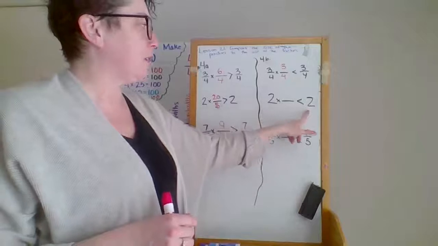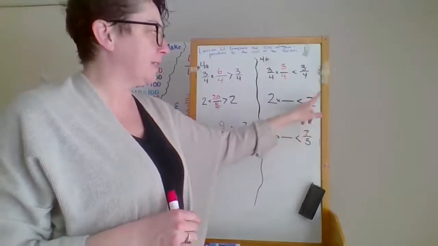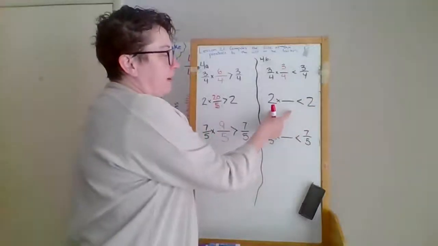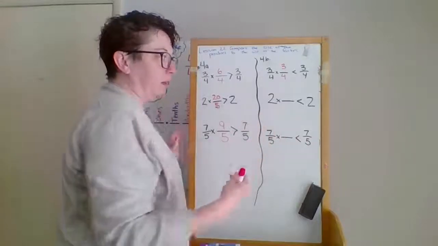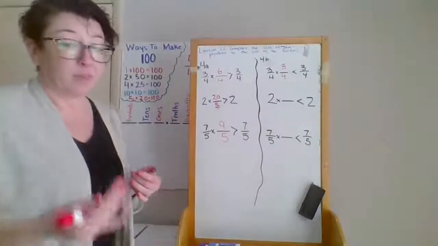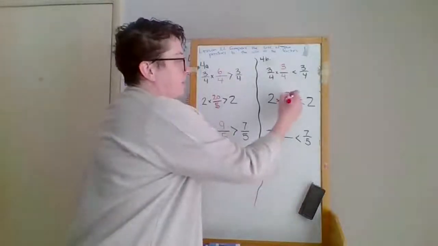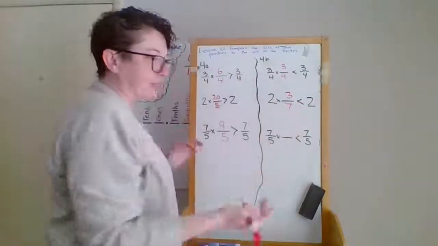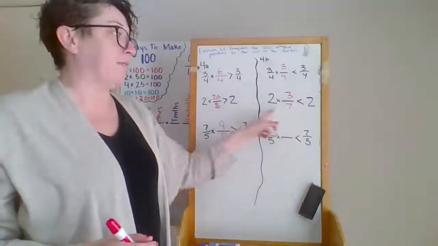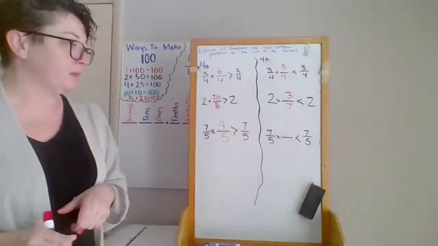Let's look at the next one. I have a 2 over here by itself. This has to be the bigger side. So how can I make this 2 smaller? Same thing, multiply it by something less than 1. So I need a smaller numerator, so maybe 3/7. That's less than 1, so this side will be less than 2 wholes.